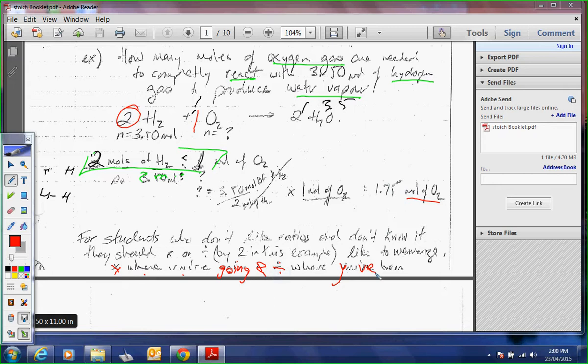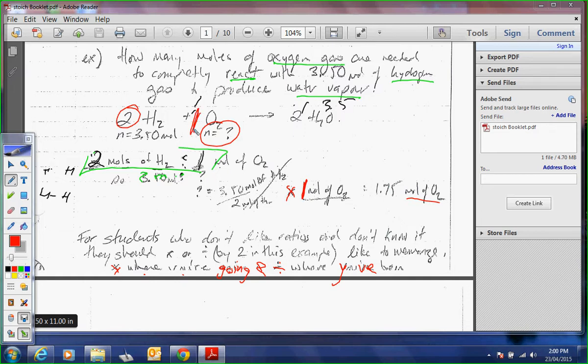Multiply where you're going and divide where you've been. So this is what that means, for those of you that like to know it this way. Where am I going? I'm trying to find out information about the oxygen. So I'm going to the oxygen. So multiply where you're going.